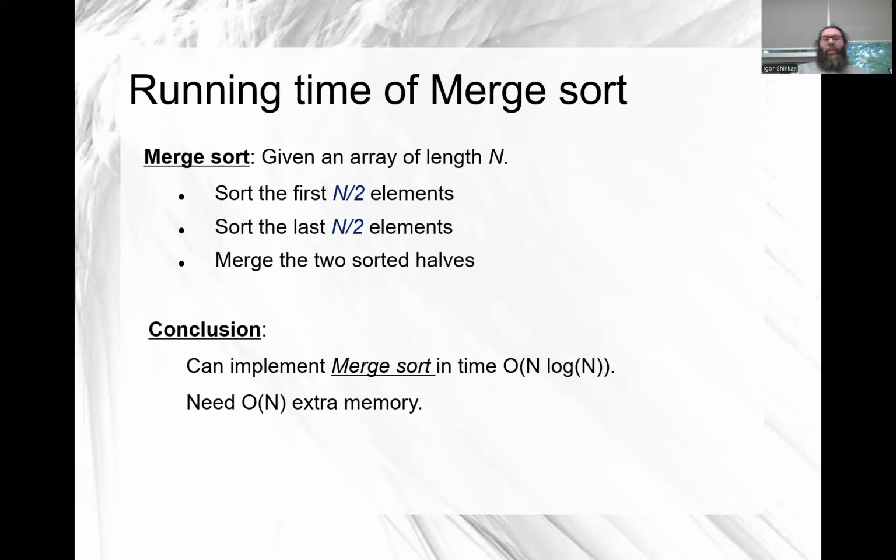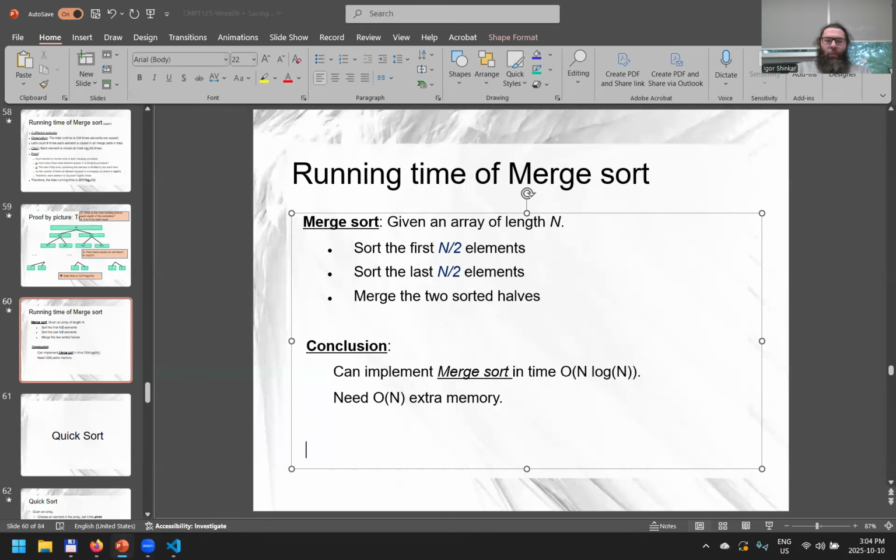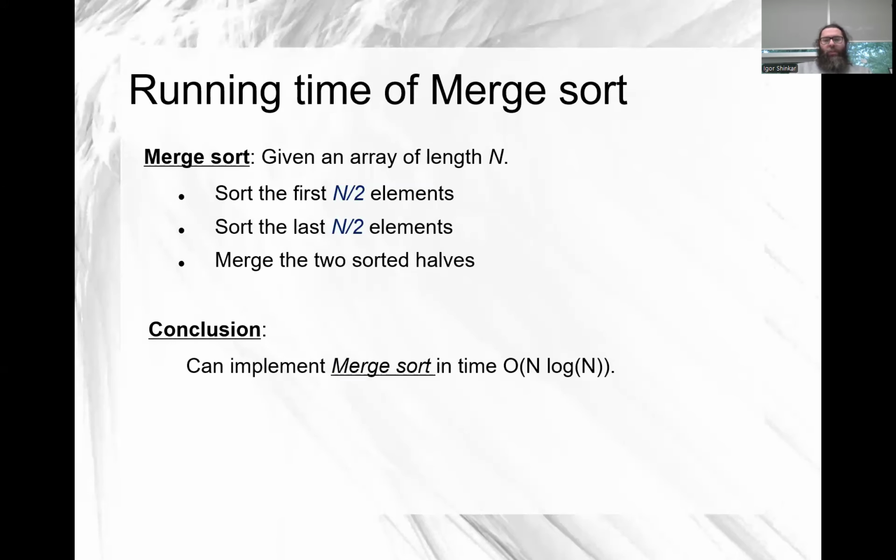Merge sort runs in n log n time, and one downside of this is that we need extra memory. Let me mention one open problem. I think it's open. I don't know how to solve it. The problem: implement merge in O(n) time and O(1) extra space. If you can do this, I would be very interested in it.